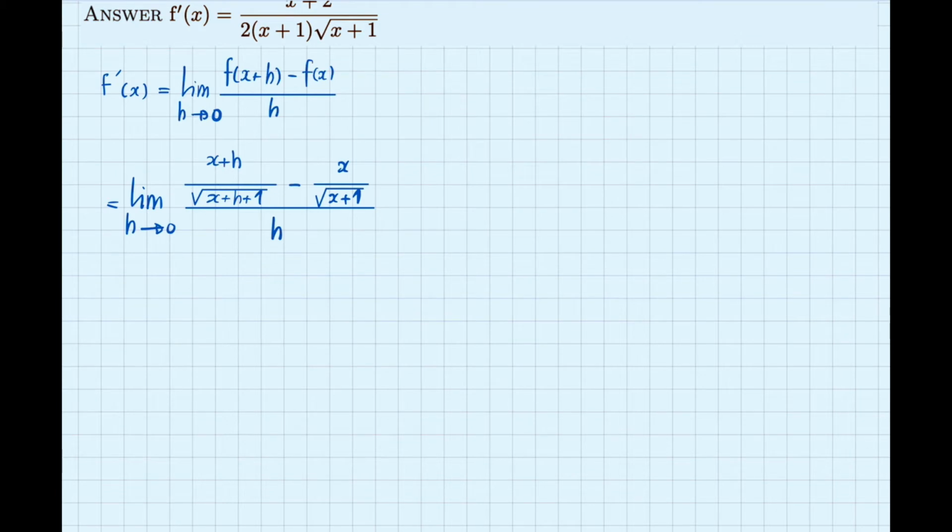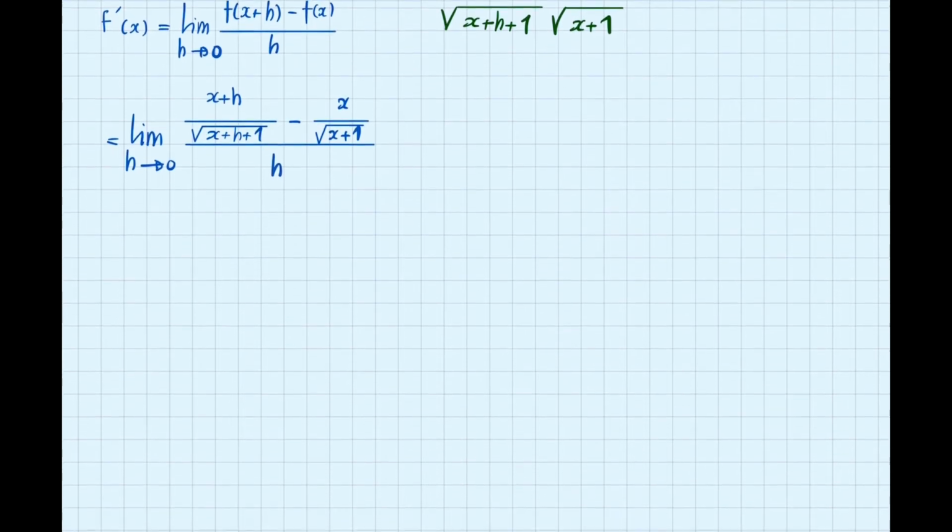So let me write something. The expression that I want to multiply both the numerator and the denominator by is just simply this expression: square root of x plus h plus 1 multiplied by square root of x plus 1. I want to multiply the numerator and the denominator by this expression. Okay? So if I do that, this becomes equal to the limit.